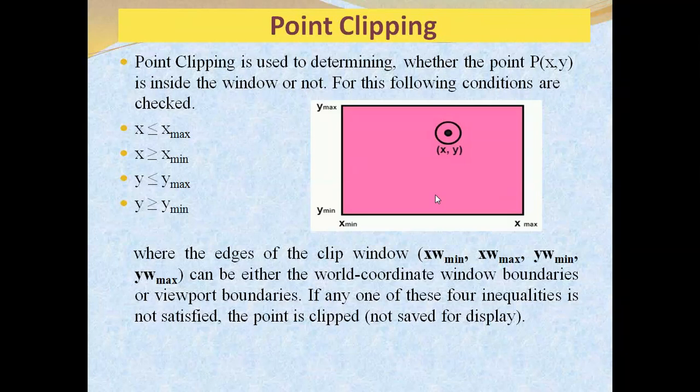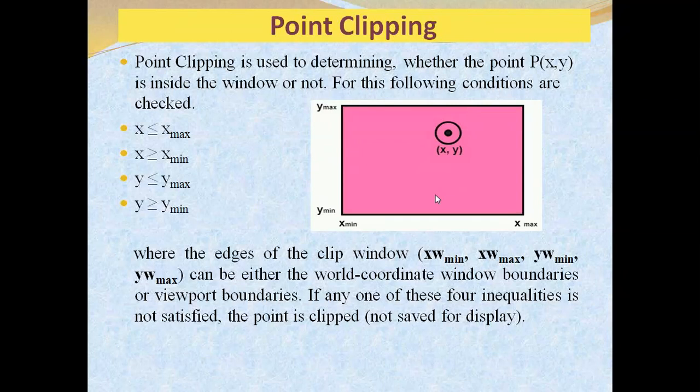If we take the point (6, 12), that is always inside the window, because 6 is greater than 5 and less than 10, and 12 is greater than 7 and less than 17. But if we consider the point (13, 19), it is not inside the window because x is greater than 10 and y is greater than 17. So we immediately clip this point.